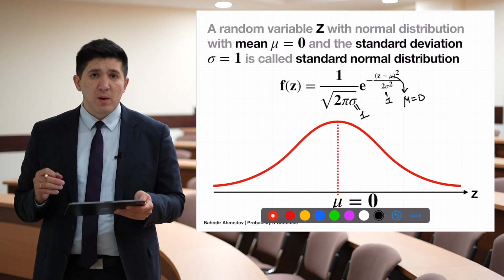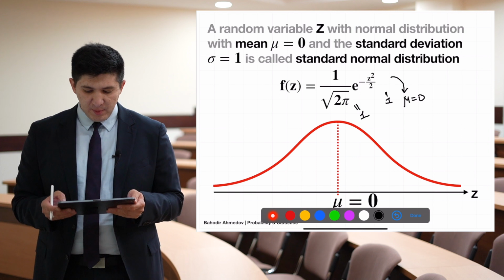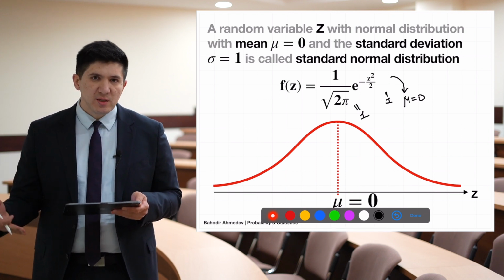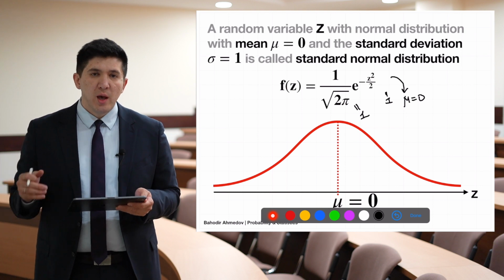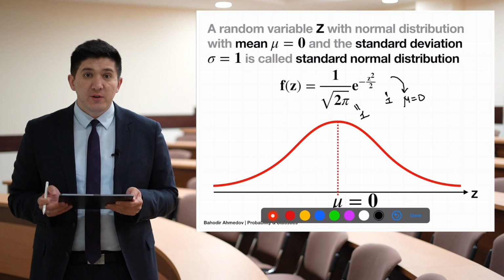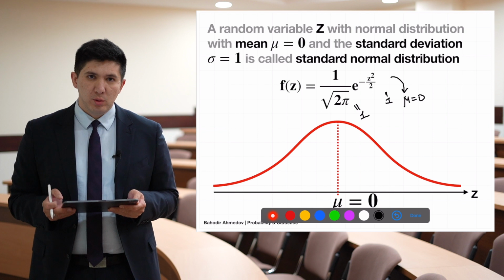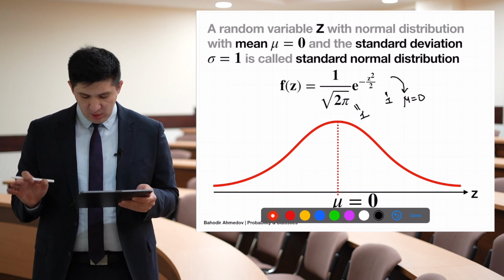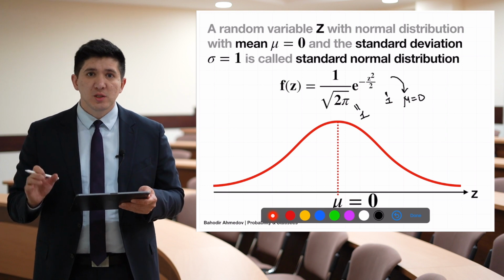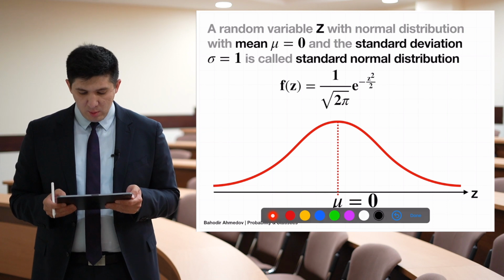If I substitute sigma equal to 1 and mu equal to 0, then simplify this term, I'm going to get simply this kind of function. This is going to be the density function of the standard normal distribution. We are going to consider a couple of examples of evaluating the probabilities associated with the standard normal distribution. The standard normal distribution is nothing else but the particular case of the normal distribution when the mean is equal to 0 and the standard deviation is equal to 1.